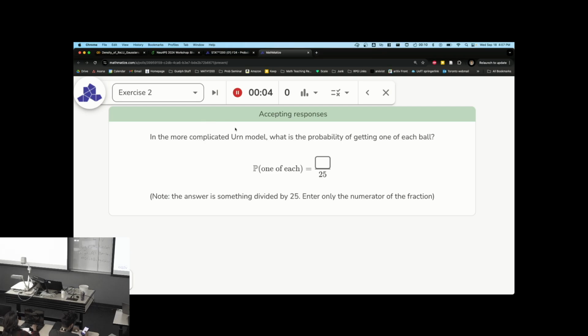In the more complicated urn model, what is the probability of getting one of each ball? So same question that we started out the class with, but now it's the more complicated urn model. We're giving you a hint here that the answer is something out of 25, but we want you to just enter the top of the fraction. So it's some whole number out of 25. That's one of each color of ball. One of each color, yes.